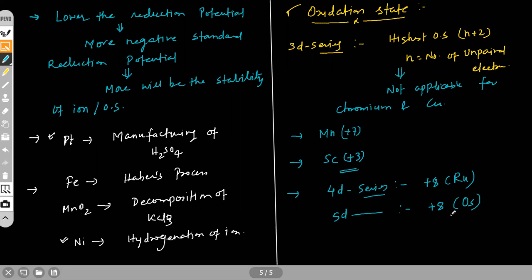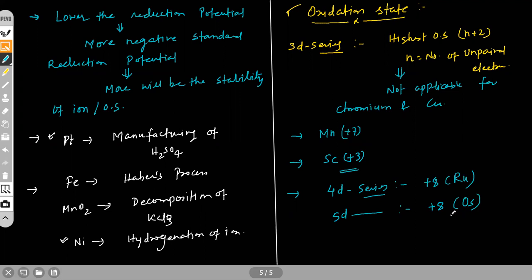What is it for the 5d series? I have told you, no? Osmium has maximum oxidation state, plus 8. Osmium question they have asked many times in the exam. And overall, in the periodic table, the maximum oxidation state shown by any element is plus 8. That is osmium for the 5d series and ruthenium in the 4d series.